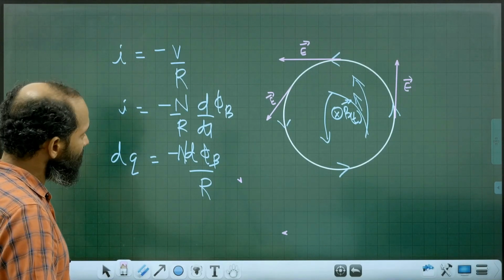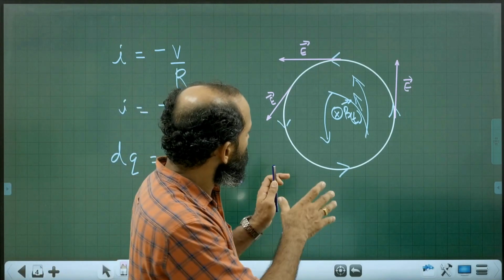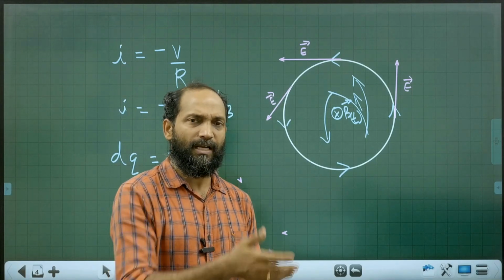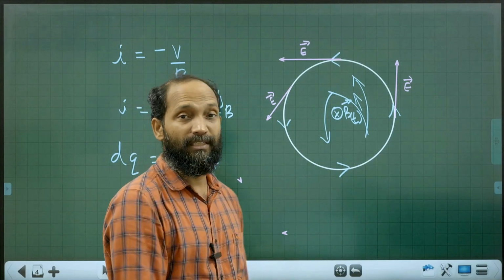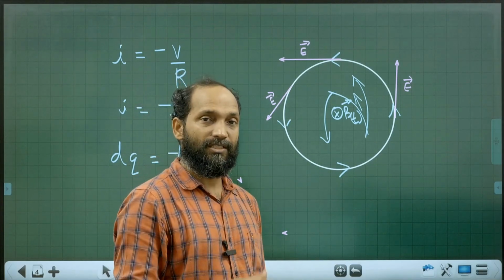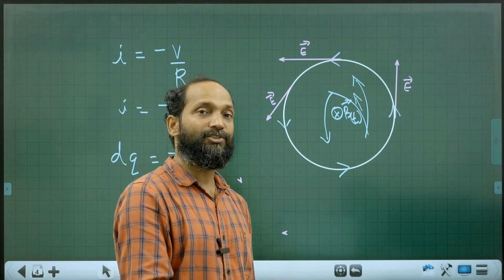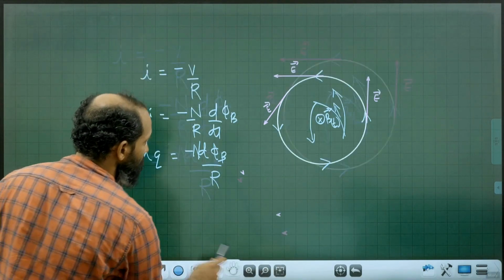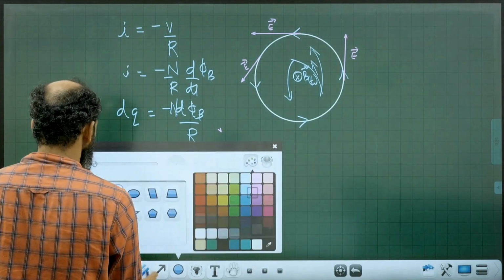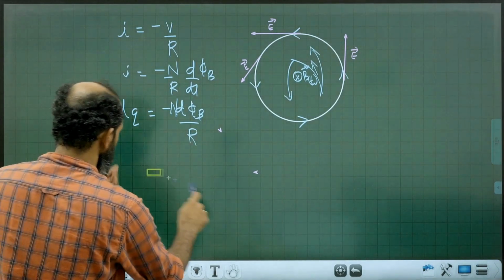Here in all these cases we found that the conductor is at rest. The conducting coil is at rest and the magnetic field was time varying. The conductor is at rest, the magnetic field is time varying. The same effect can also be produced as in Faraday's experiments.